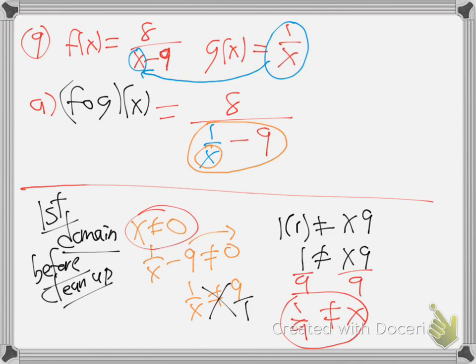Now, let's go back to cleaning up this function. So we handled the domain. X cannot be 0. X cannot be 1/9. But now, back to just cleaning up or simplifying the original f of g. We can't leave it that way. We can't leave it with functions within functions. So what do we do? Let me make this a little nicer here.